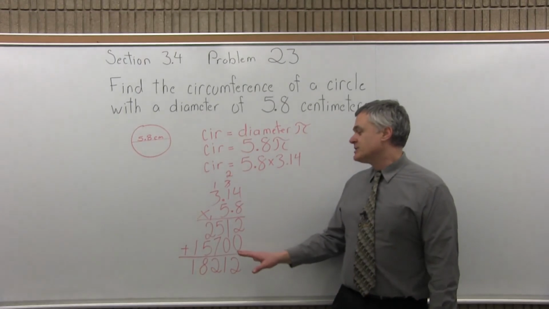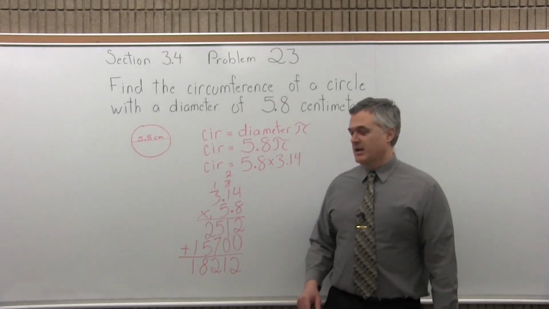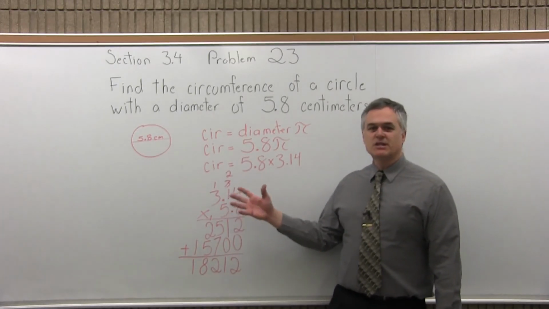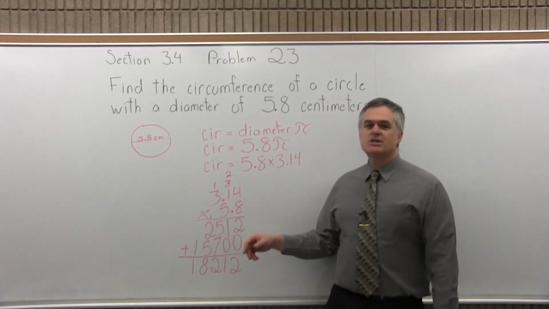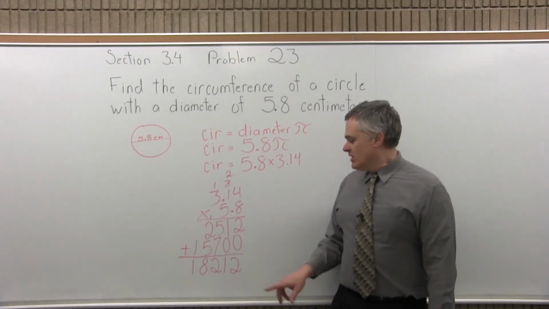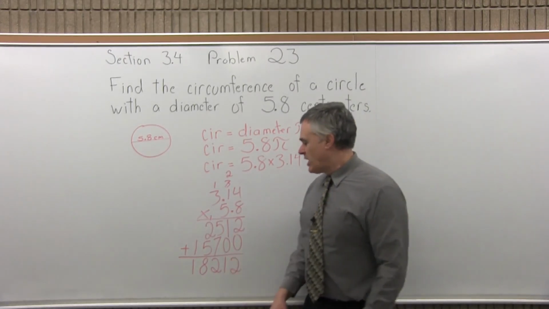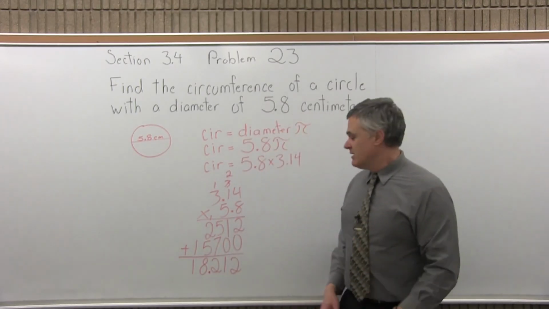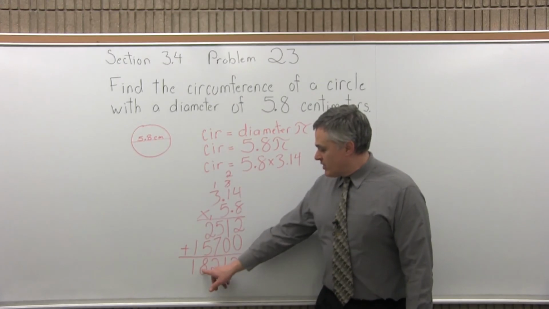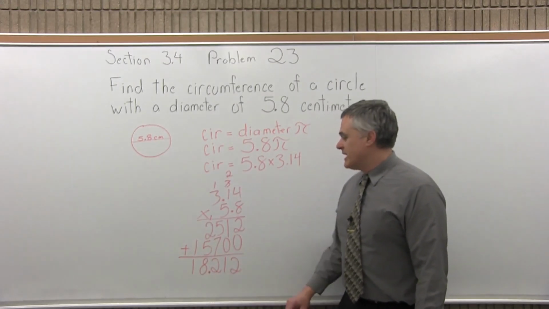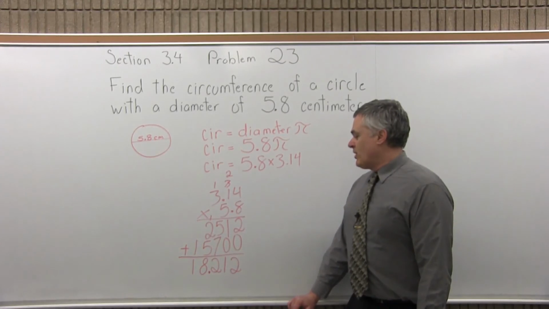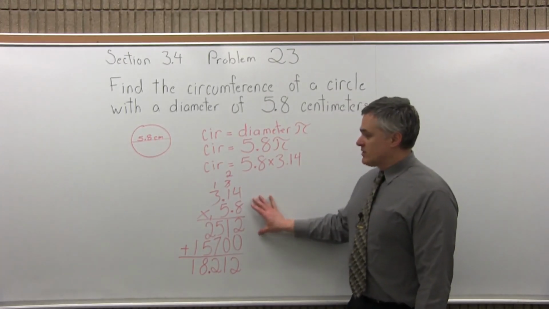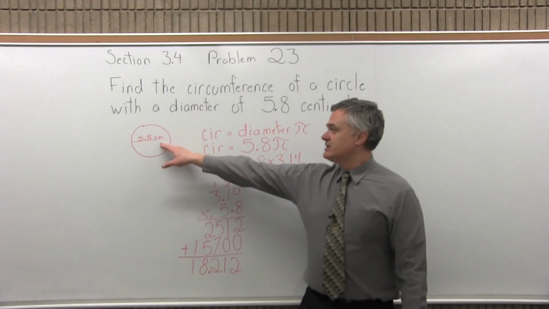But because I have decimals, I have to figure out where to put that in my answer. So go back to the question, count how many digits there are altogether after the decimal in the question. 1, 2, 3 positions after the decimal. Go to the answer, count in 1, 2, 3 spots, so you'll have the same number of positions after the decimal in your answer, in this case 3. So the decimal point would go between the 8 and the first 2, making the answer 18.212.